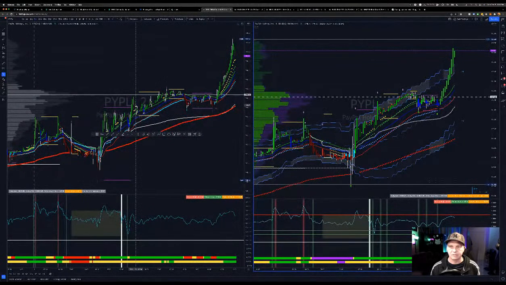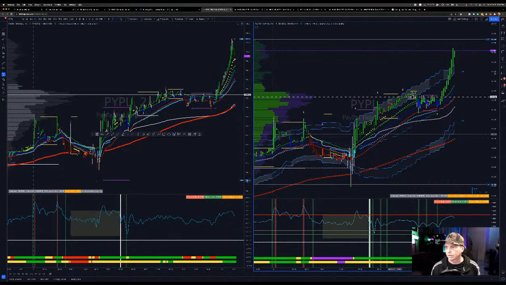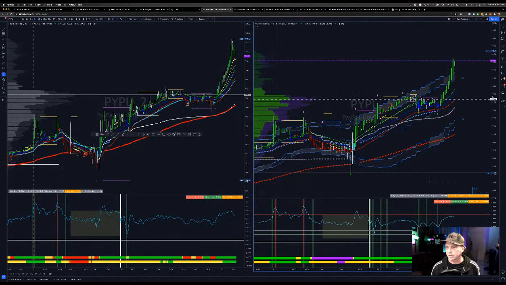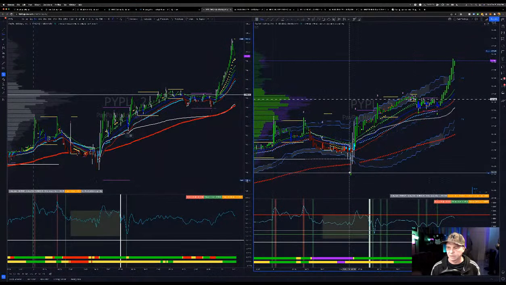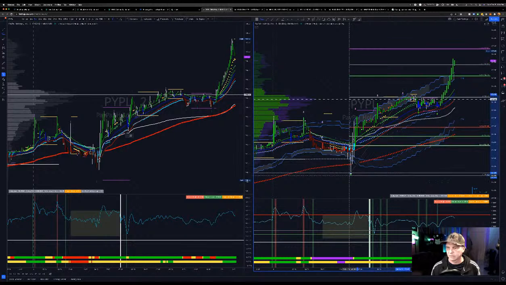PayPal is obviously ripping faces. I'm going to look for a potential target for PayPal, right? Best way to do that, grab a Fibonacci extension. Go from the low, previous high, back down to the low, right?